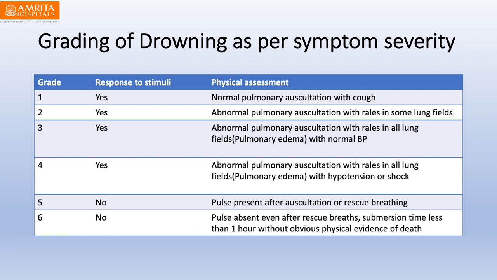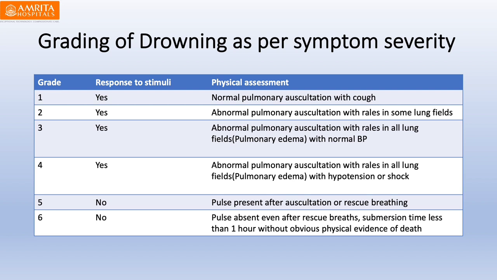From grade 1 to grade 4 there will be response to stimuli, and in physical assessment: grade 1, normal pulmonary auscultation with cough; grade 2, abnormal pulmonary auscultation with rales in some lung fields; grade 3, abnormal pulmonary auscultation with rales in all lung fields with normal blood pressure; grade 4, abnormal pulmonary auscultation with rales in all lung fields, that is pulmonary edema with hypotension or shock. It is just similar to our Killip classification that we use for pulmonary edema in acute coronary syndrome.